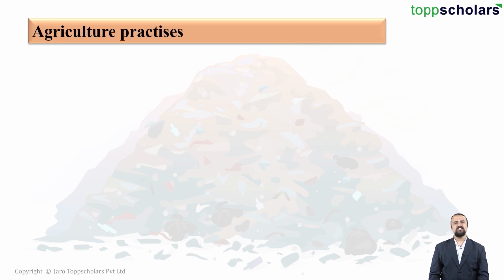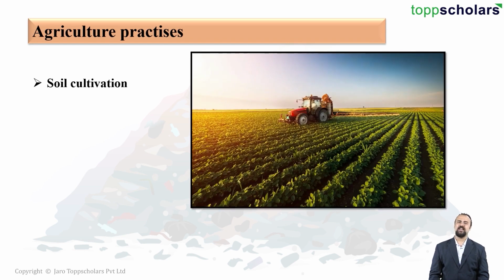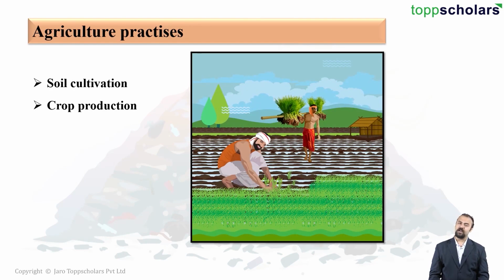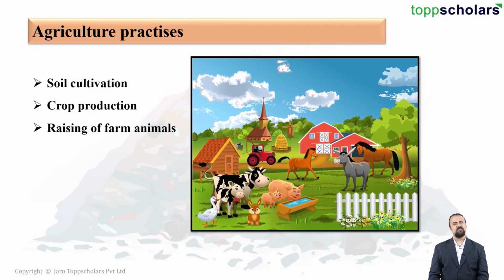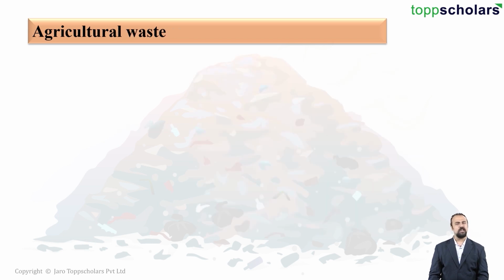Students, agriculture includes practices like soil cultivation, then we have crop production, and then we have raising of farm animals and many other types of practices. All these different practices involved in agriculture lead to formation and generation of different types of waste products. So let us take a look at agricultural waste.